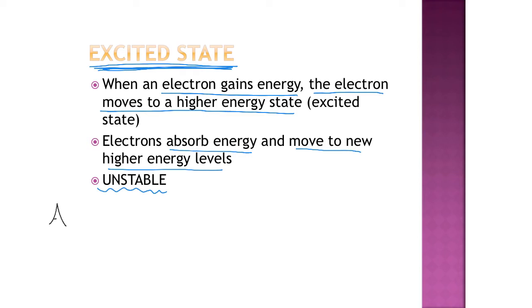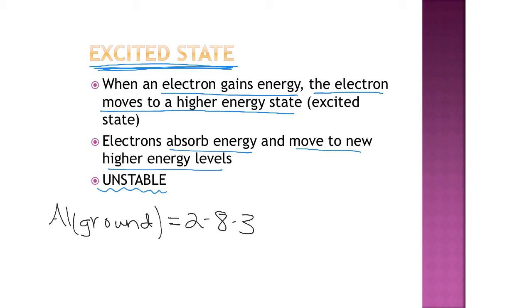So again, aluminum. Aluminum in the ground state, its electron configuration is 2, 8, 3. So that is its normal electron configuration. So there's normally 2 electrons in the first shell, 8 in the second, 3 in the third.